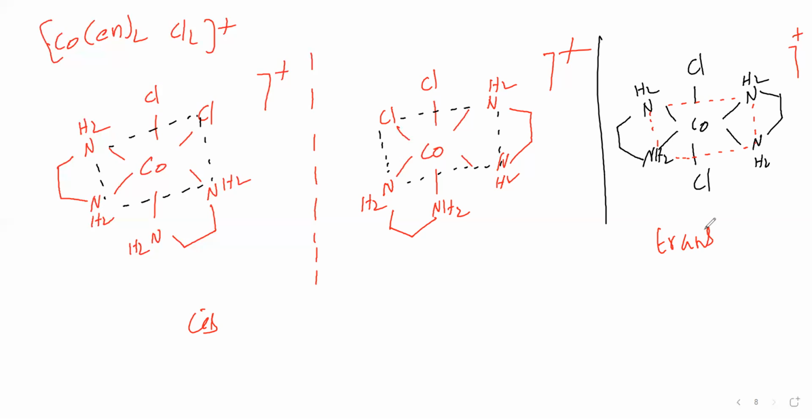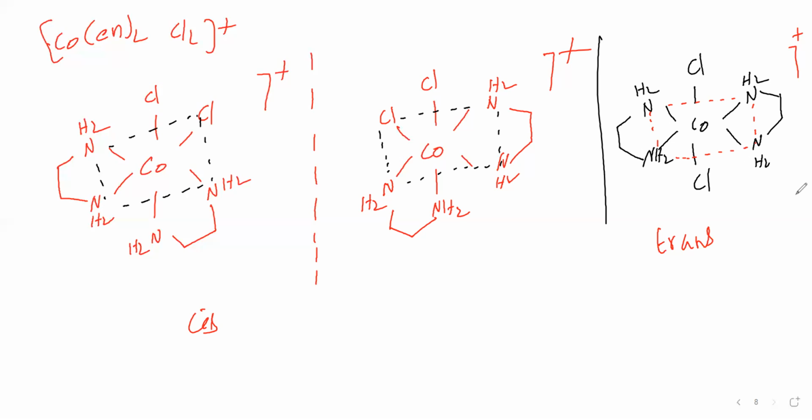How should the plane be there? You take the plane, and in that plane Cl, Co, Cl has to come. That plane is bisecting the molecule like this. Then the left side part and right side part are superimposing with each other. Therefore, this molecule is having a plane of symmetry, so it will not show optical isomerism.